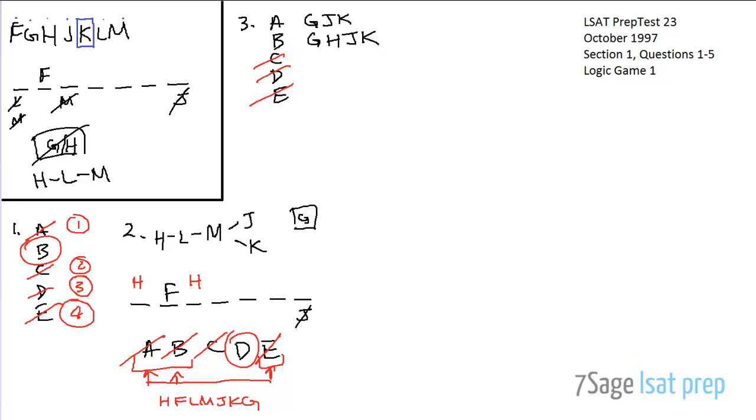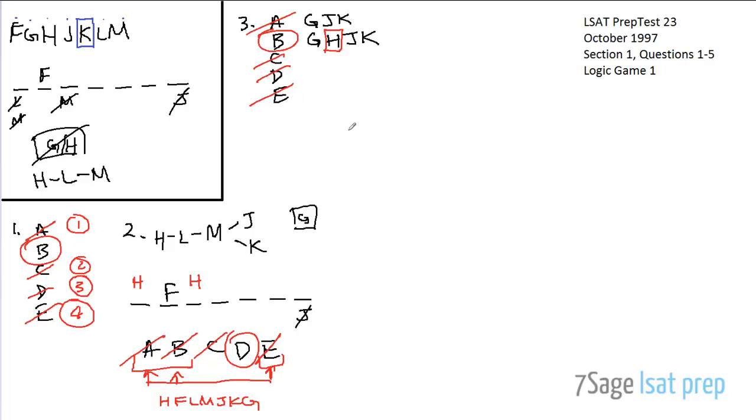The only difference between these 2 answer choices is this term H right here. So you just ask yourself the question, can H come first? Not only can it come first, but you just proved it to yourself 3 times over if you went through these answer choices: H, F, L, M, J, K, G. So B is definitely the answer here. There's no reason that H can't go first.